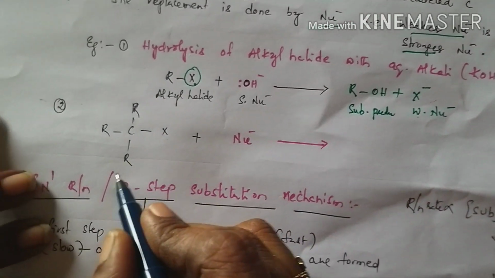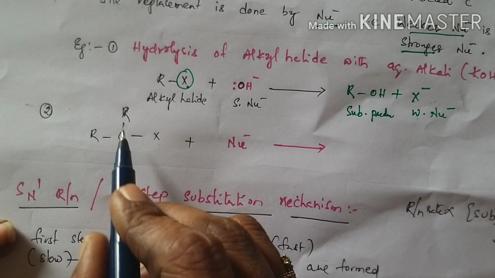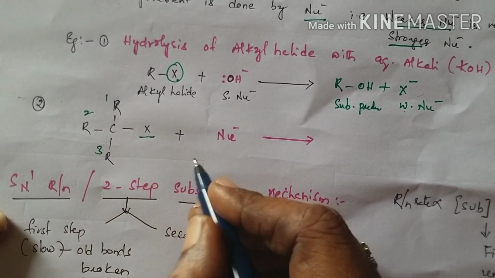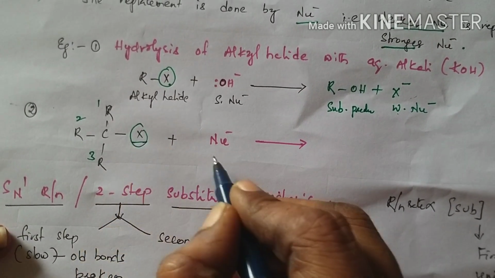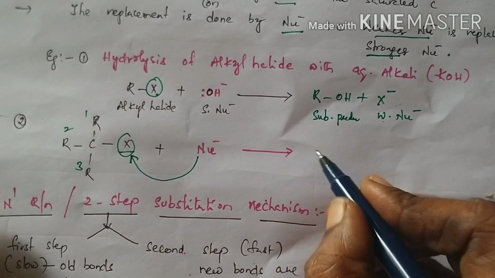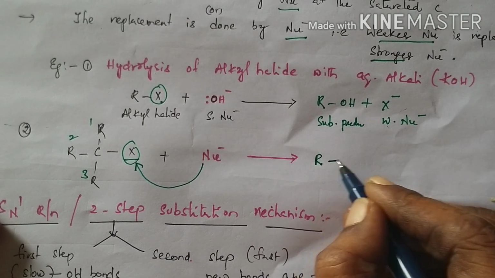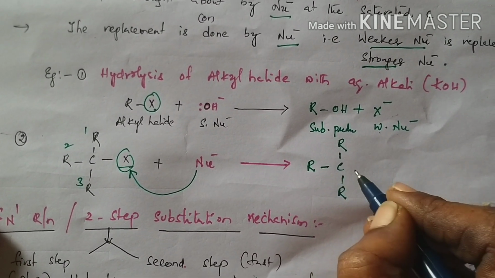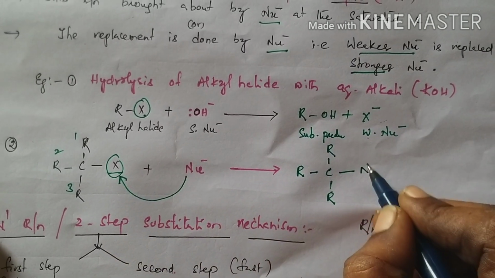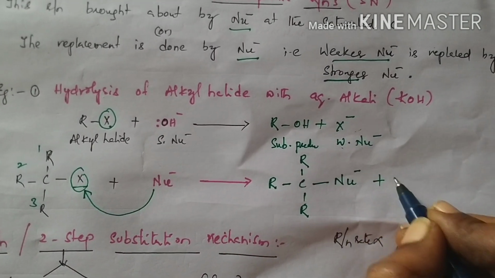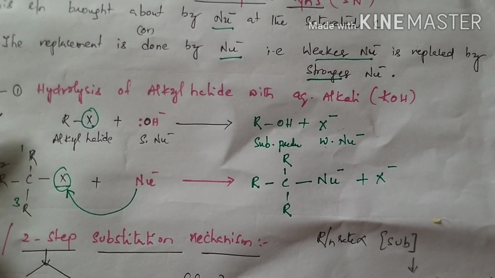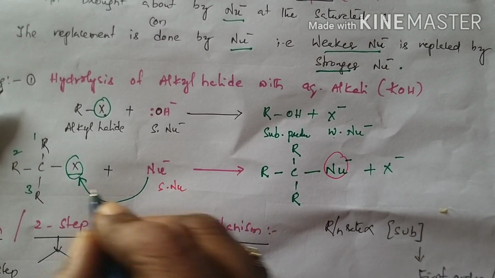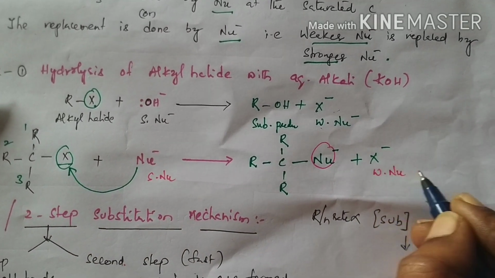The second example is the structure of a tertiary halide. Here the halide group is replaced by a stronger nucleophile, and in place of X we get the nucleophile structure plus X minus. This one is the stronger nucleophile and this is the weaker nucleophile.